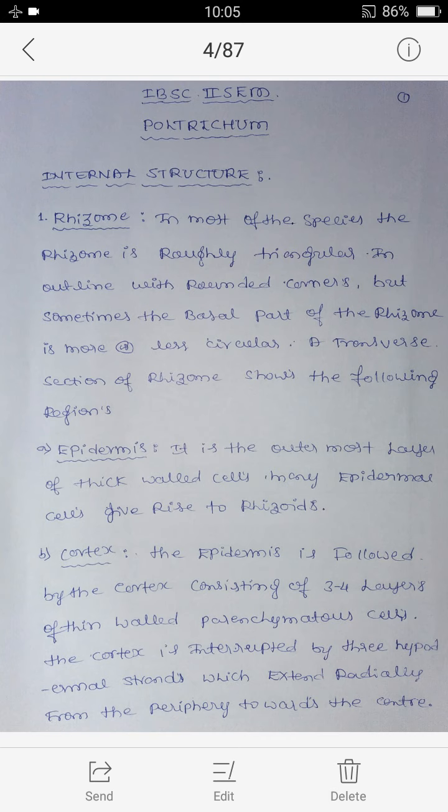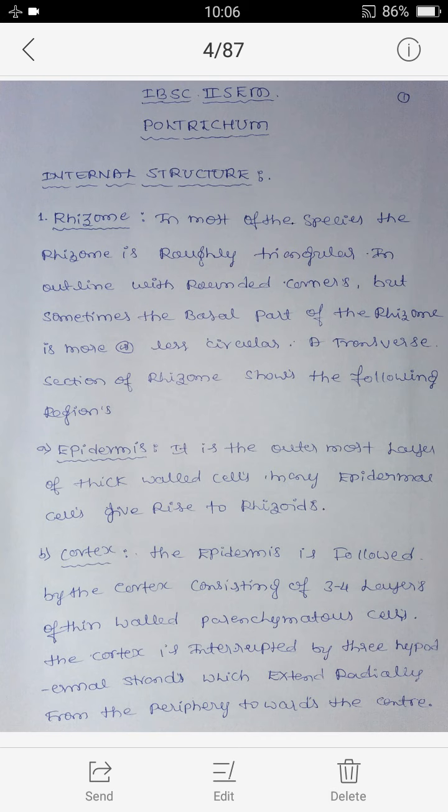Students, now we will discuss the internal structure of Polytrichum. In the last class we studied the morphology of Polytrichum, but now we will discuss the internal structure or anatomy of Polytrichum. So first one, rhizome.